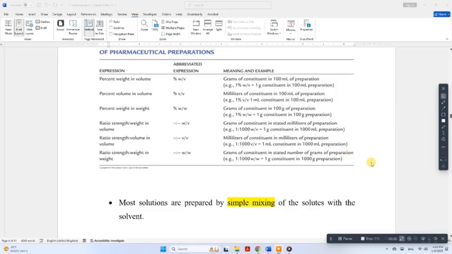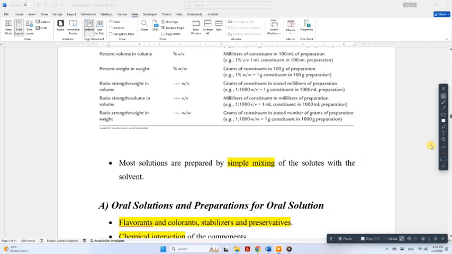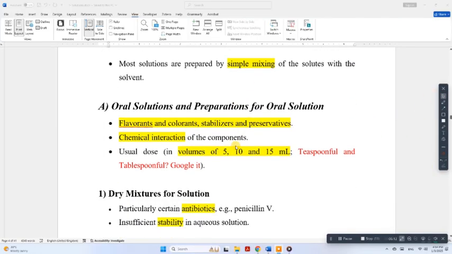Now, what you need to know is how solutions are prepared. Normally, most of the solutions are prepared by simply mixing the solutes with the solvent. This is how most of the solutions are prepared. Now, we can classify solutions as solutions for oral administration and solutions for topical or external applications. So, oral solutions are for oral administration, and preparations or solutions for external applications are for topical application.